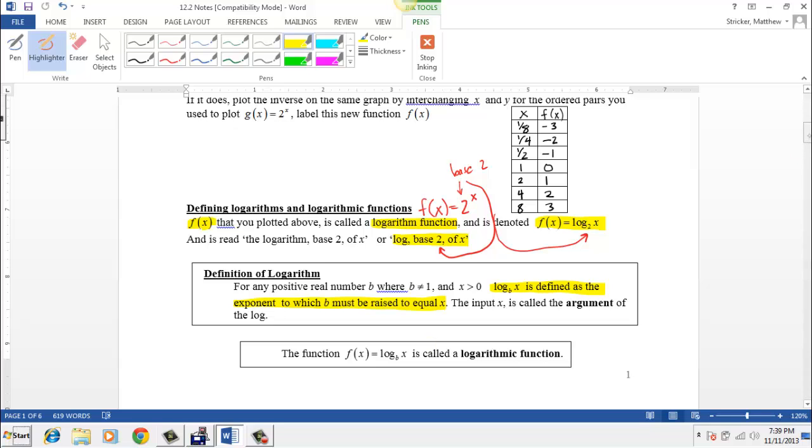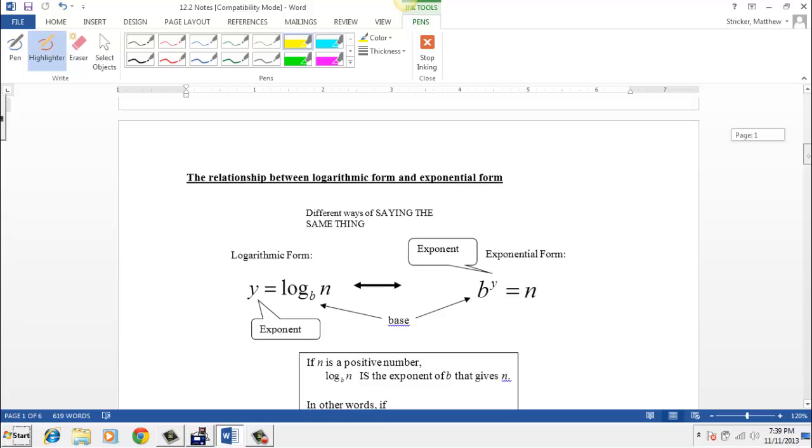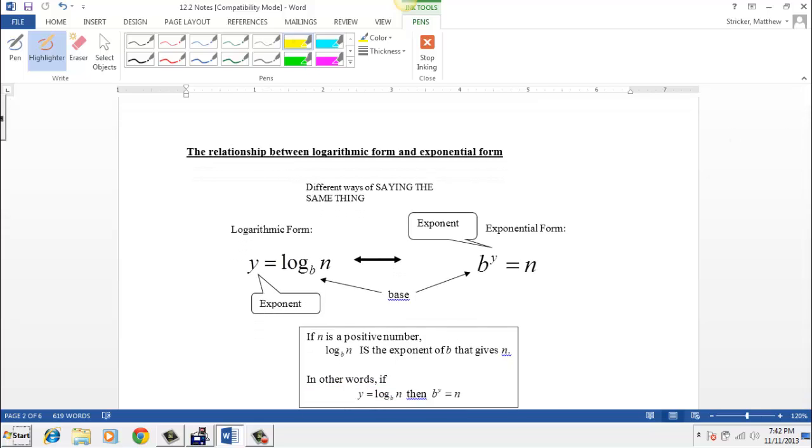So if we turn over to the next page, logarithmic and exponential functions are really just two different ways of saying the same thing. They're inverse functions, they undo each other, but they say the exact same thing. They're just in different forms. In log form and exponential form, we do have things in common. For example, both exponential form and log form have a base b.